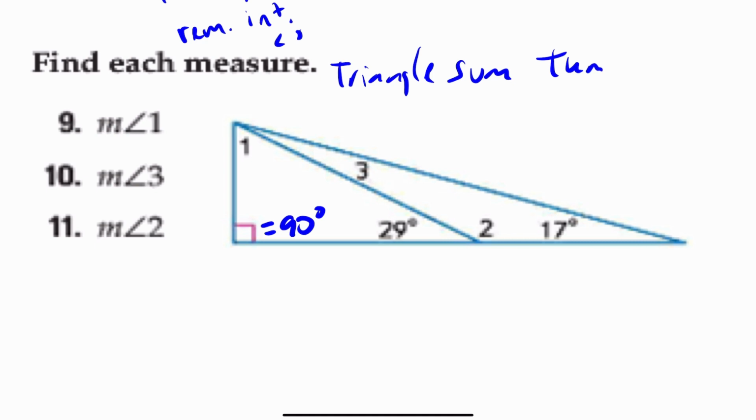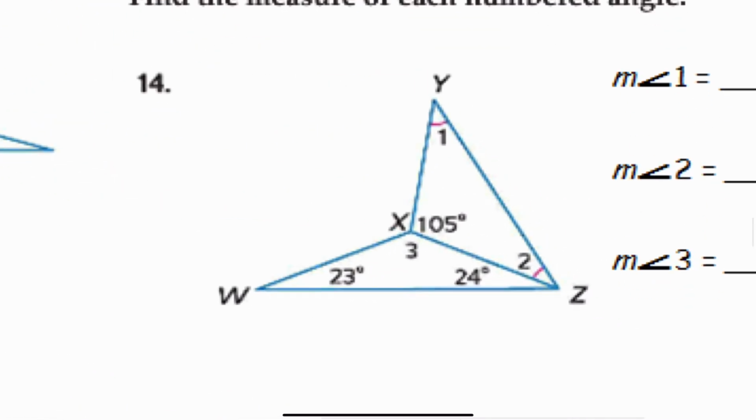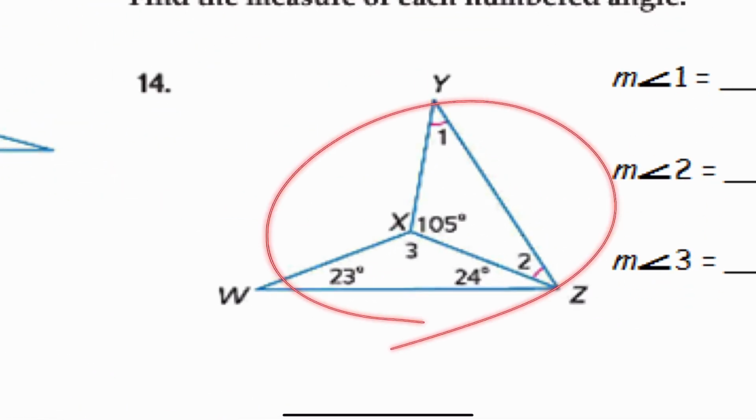And then over here, this forms a linear pair, and a linear pair adds up to 180. So I have part of it being 29, and then whatever is left of that 180 is the measure of angle 2. And once you find the measure of angle 2, you have 17 degrees here, right? So then you're going to do 180 minus whatever this is, minus 17, which will give you the measure of angle 3. And then you're going to figure this out.